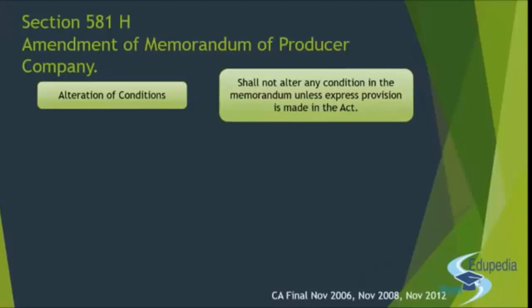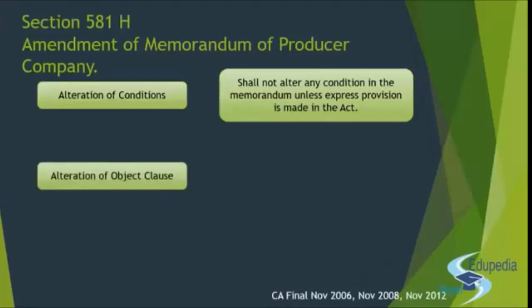Now the second thing that we will talk about in this section is about the alteration of the object clause. Now object clause has been a very hot topic throughout the lectures that we have had, and this will continue to be a hot topic in the lectures moving ahead, right? Because the object is the main thing that distinguishes the producer company from the other companies. Apart from its legal structure, the membership and stuff, the basic distinction is the object, right? You have a limitation. You have just 11 categories of objects that have been specified in section 581B. And we have already dealt with the section in our previous lectures, right?